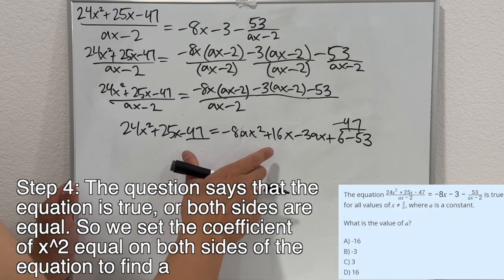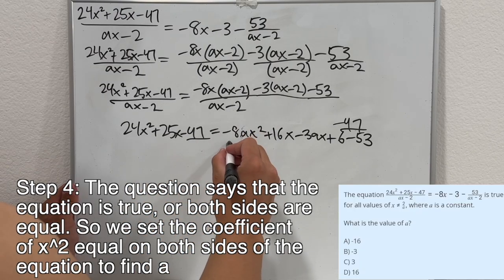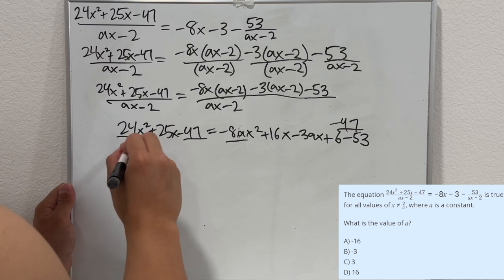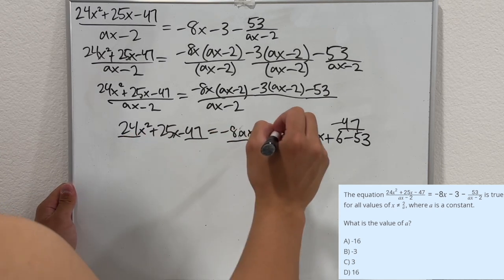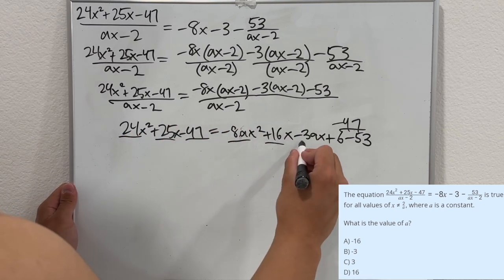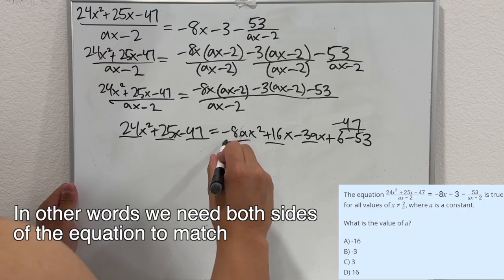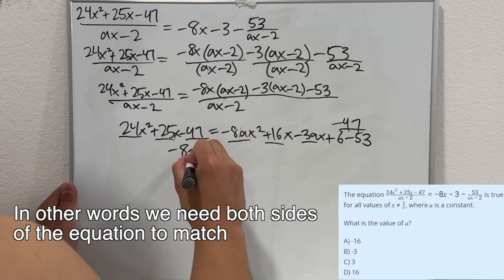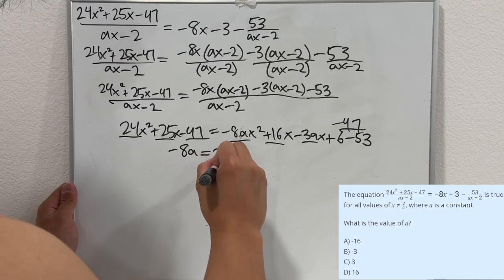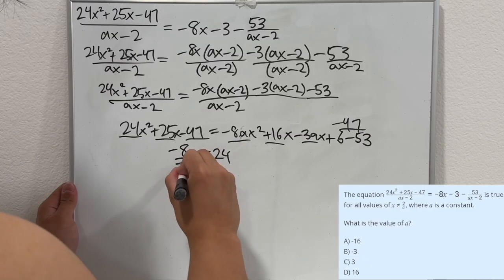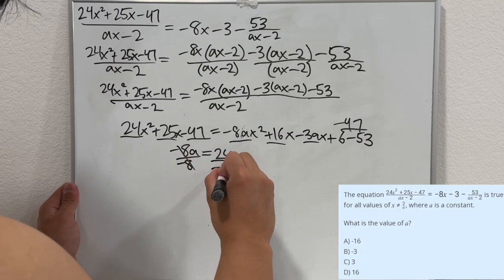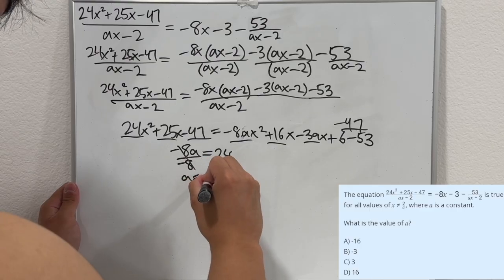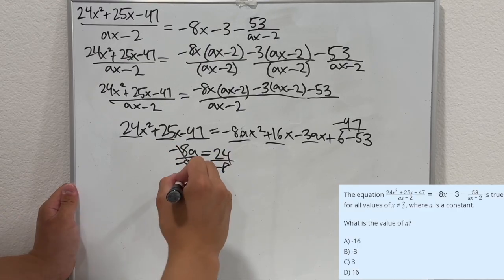So assuming these equations are equivalent, these terms should match, right? 24x squared, this should be 24x squared. 25x, this should add up to be 25x. So first of all, we know this has to be 24x squared. So now we have negative 8a has to equal 24. And if we divide each side by negative 8, we get a equals negative 3. And we already have our answer, right?